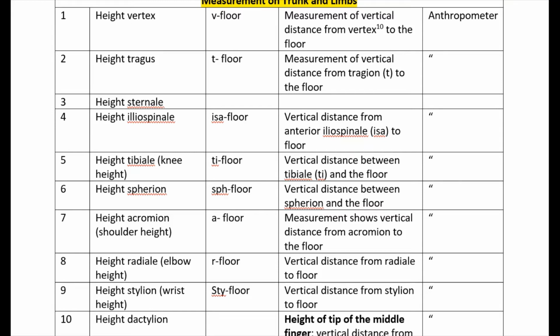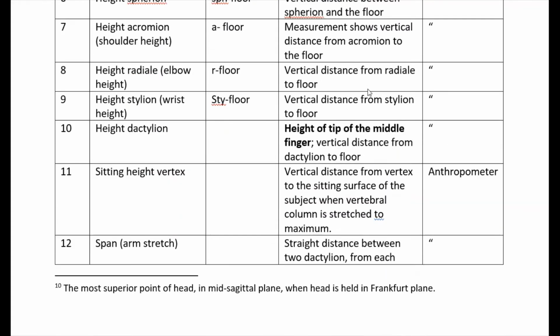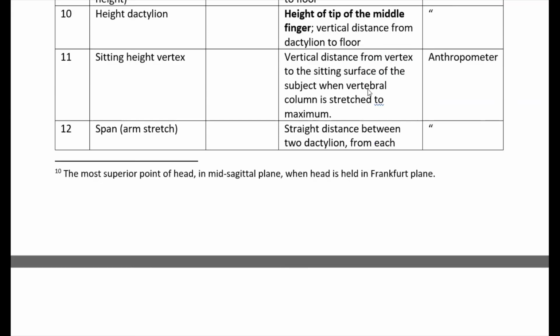So the first important thing is the height vertex, or the standing height. Again, a very important landmark, which is the vertex. When you take a measurement of the vertical distance from the floor to the vertex, it is called height vertex, or the maximum standing height. Again, the entire anthropometer rod is used for that. So what exactly is the landmark of vertex? The most superior point, right? The topmost point in the mid-sagittal plane when your head is held in the Frankfurt plane.